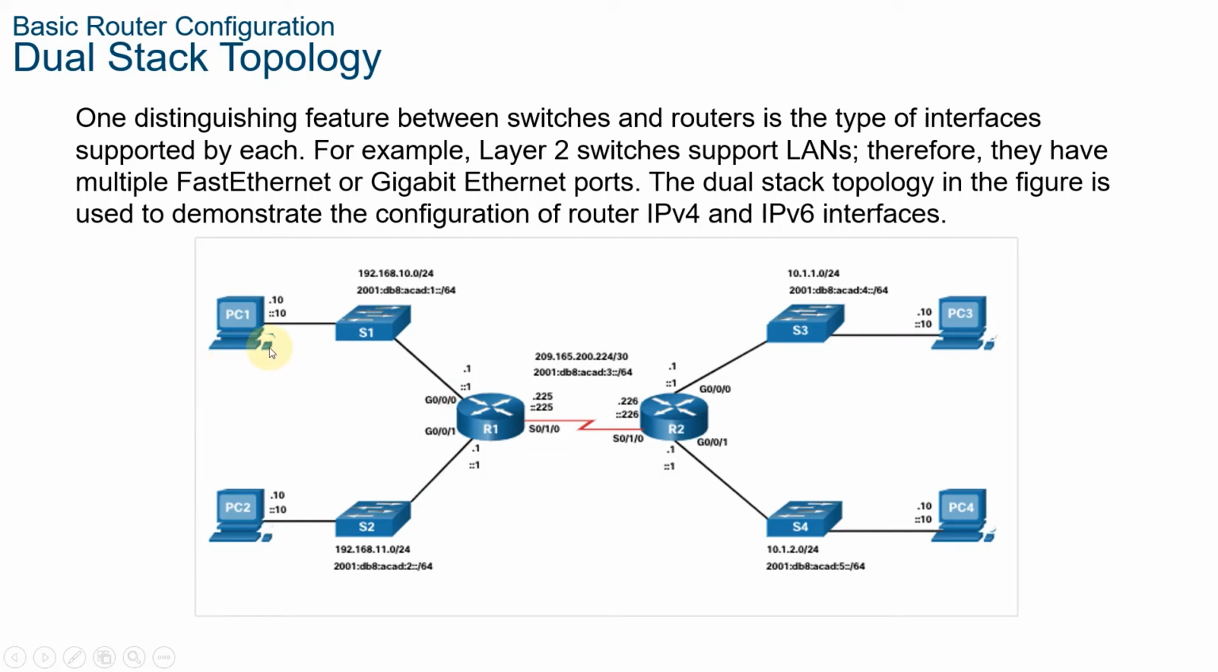So for the basic router configuration, we will be using this dual stack topology here. One distinguishing feature between switches and routers is the type of interfaces supported by each. For example, a layer 2 switch supports LANs. Therefore, they have multiple Fast Ethernet or Gigabit Ethernet ports. The dual stack topology in the figure is used to demonstrate the configuration of router IPv4 and IPv6 interfaces. So this topology here is used throughout the course of the discussion.